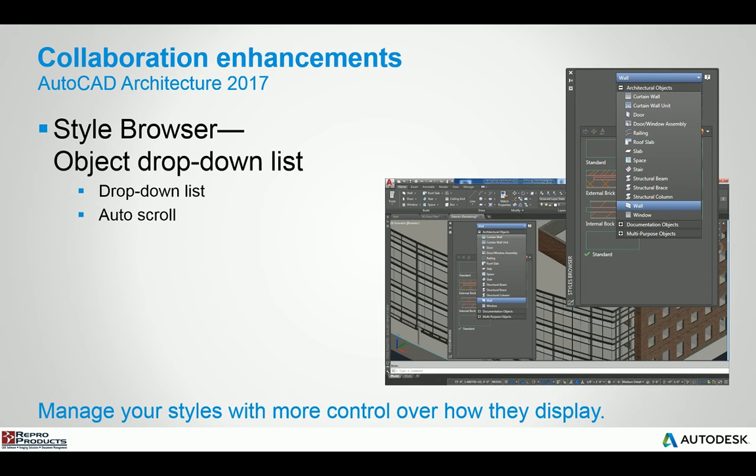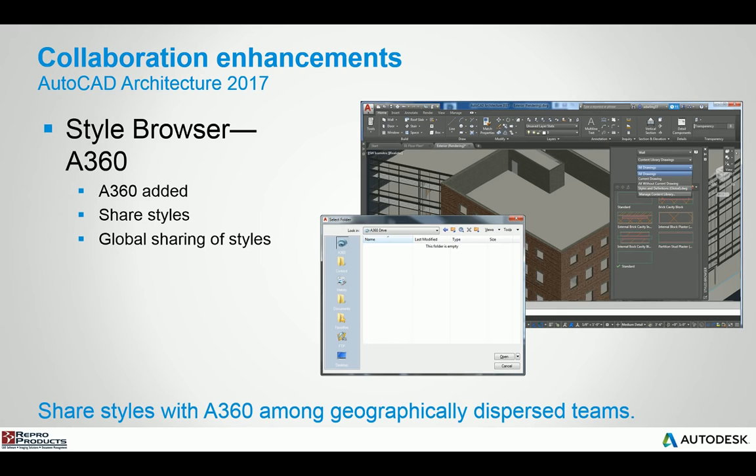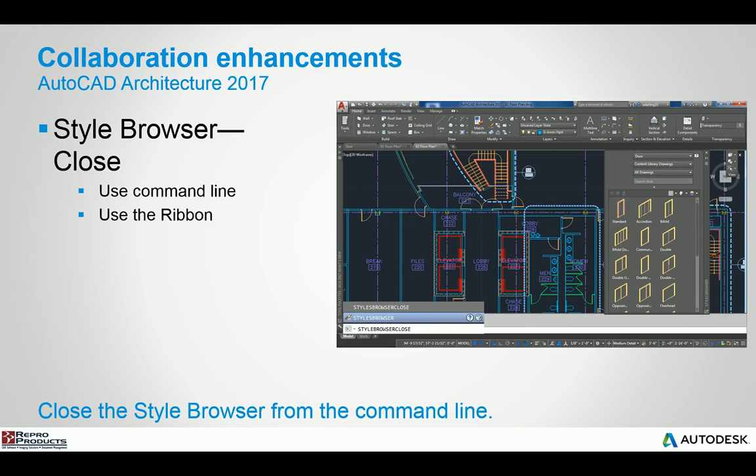The style browser obviously has been enhanced and updated for drop-down list and auto-scrolling, just makes it a little easier to function with. And the style browser has also been updated to allow you to input content coming from your A360 cloud account. And they've actually updated the style browser so you can actually close it with the command line, and its placement in the ribbon is a bit more logical.